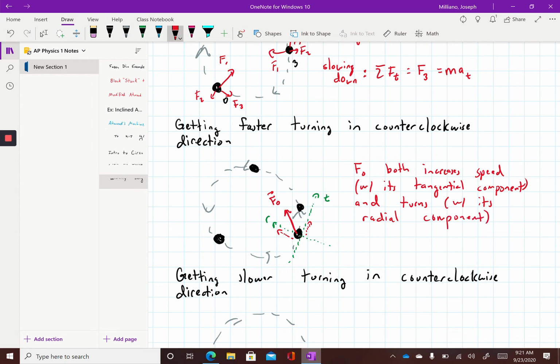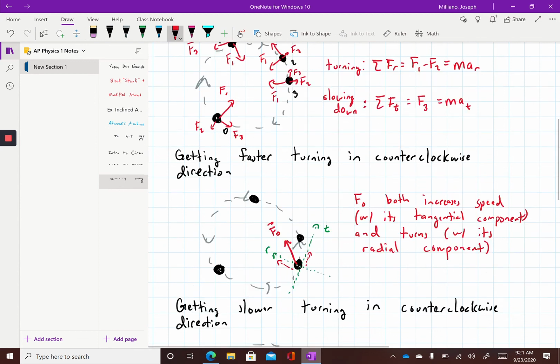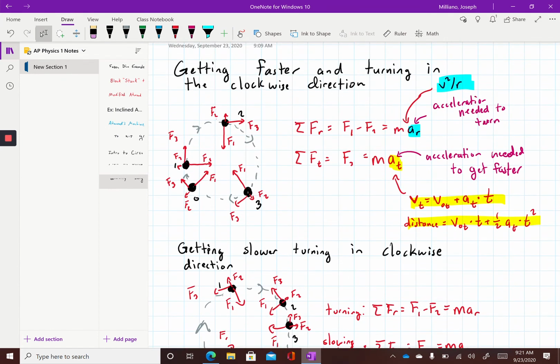So you don't necessarily need two forces to make this happen. You could also have one force that has components in both the radial direction along the radius and the tangential direction tangent to the circle. All right, so that should do it. I hope that gives you a nice big picture overview.